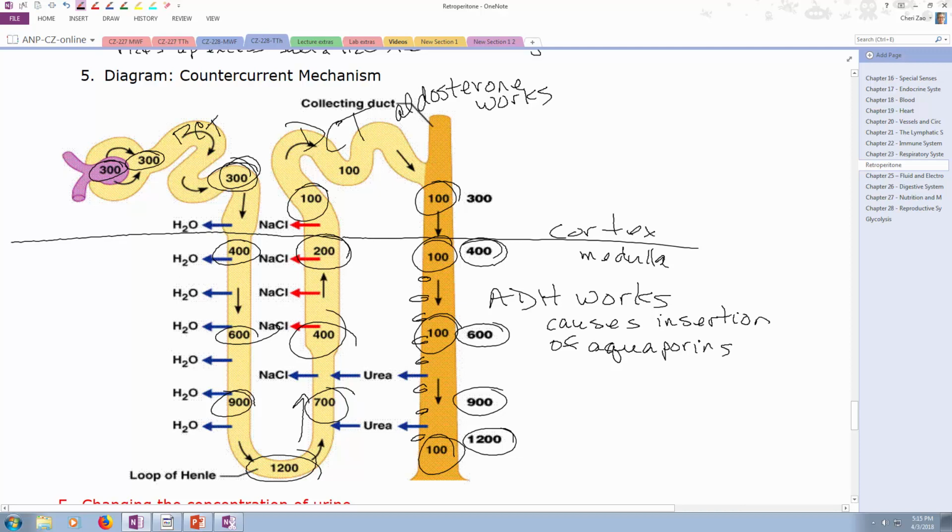It's going to suddenly become concentrated. The more water gates we put in, the more anti-diuretic hormone we release, the more water gates or aquaporins we put in, the more water leaves the filtrate and goes to the surrounding tissue to actually dilute things on down. Because that's what it is via osmosis.